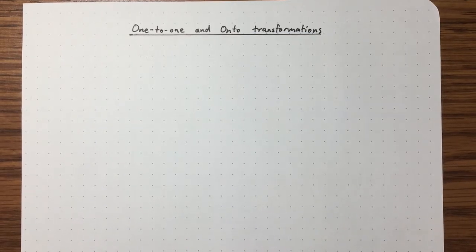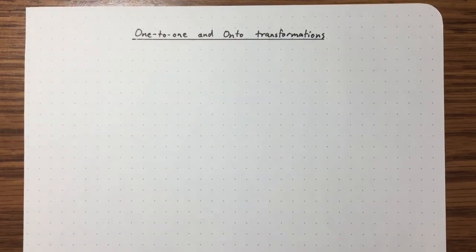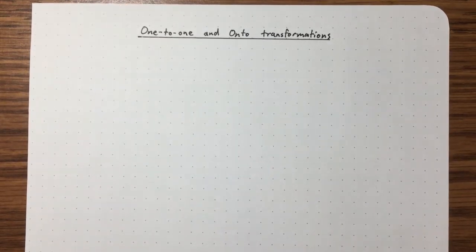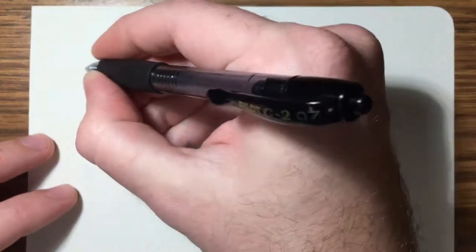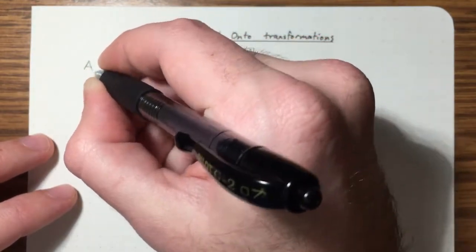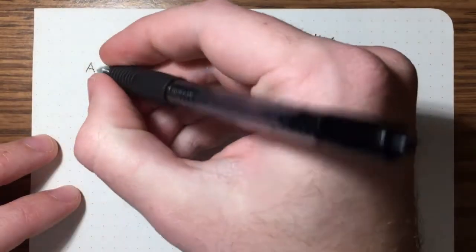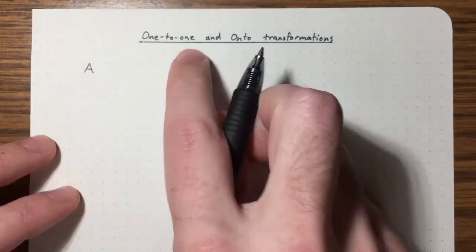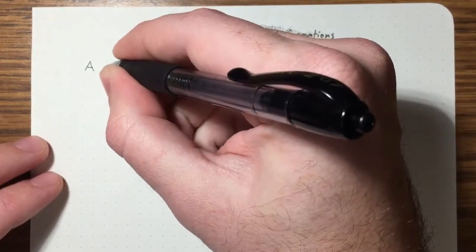Okay, so this is going to be a follow-up to the previous lecture, and we're going to talk about two special kinds of linear transformations: one-to-one transformations and onto transformations. In fact, we don't have to restrict this to linear transformations. So these concepts actually exist for all functions.